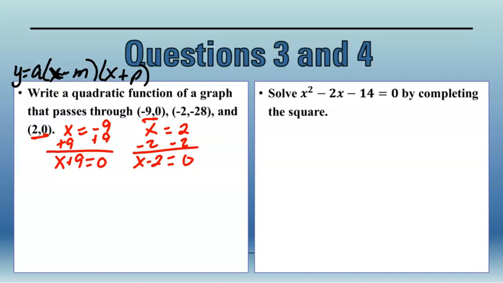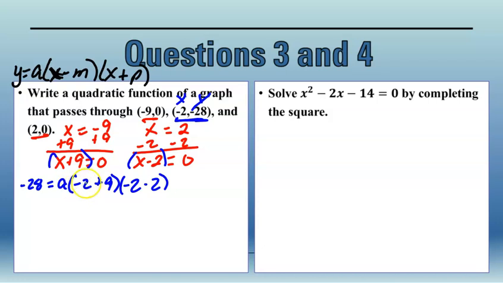All I need to do is find my a, and that's what this third point is for. This is going to be my x, and this is going to be my y. So my y, negative 28, equals my a, which I'm trying to find, times, I'm going to use these two binomials now, and instead of an x, I'm going to put negative 2. So negative 2 plus 9 times negative 2 minus 2. And now I solve for a. So negative 2 plus 9 is 7.